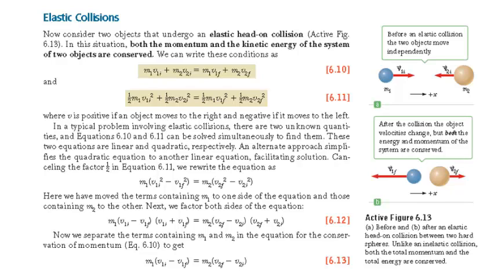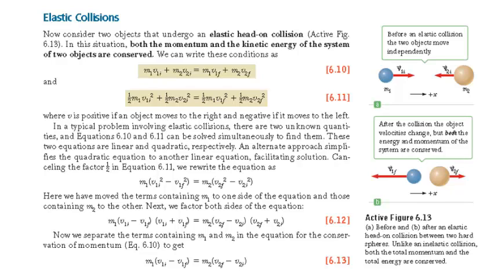So today we went through elastic collisions. In an elastic head-on collision, such as the one shown in this diagram, both momentum and kinetic energy are conserved. That means that our momentum equation, 6.10, and our kinetic energy equation, 6.11, both hold for those two masses and their velocities, both initial and final.